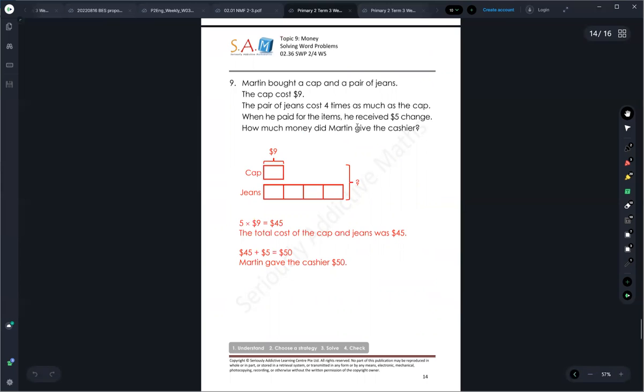One particular question that I think you should definitely go through with them, so you have to plan your time, is this kind of question. Previously, they do not have a lot of experience doing it. This question is about doing a comparison model, but based on multiplication nature. So the pair of jeans costs 4 times. They need to understand why they draw 4 units versus the 1 unit of cap. Make sure that this is actually done with them.